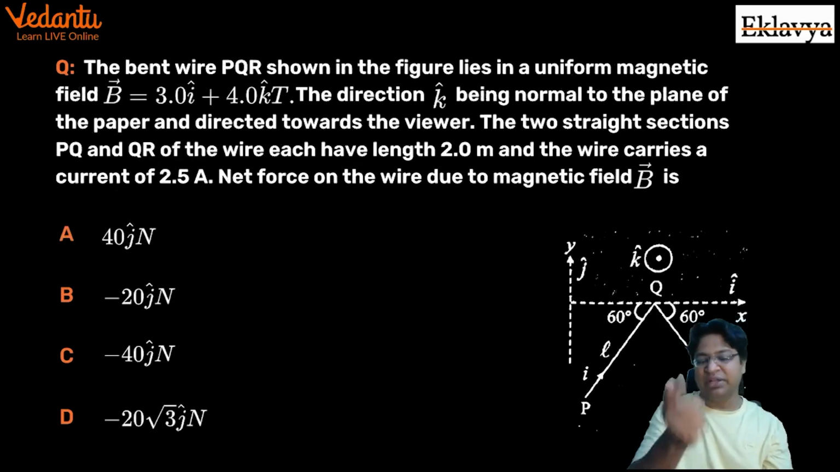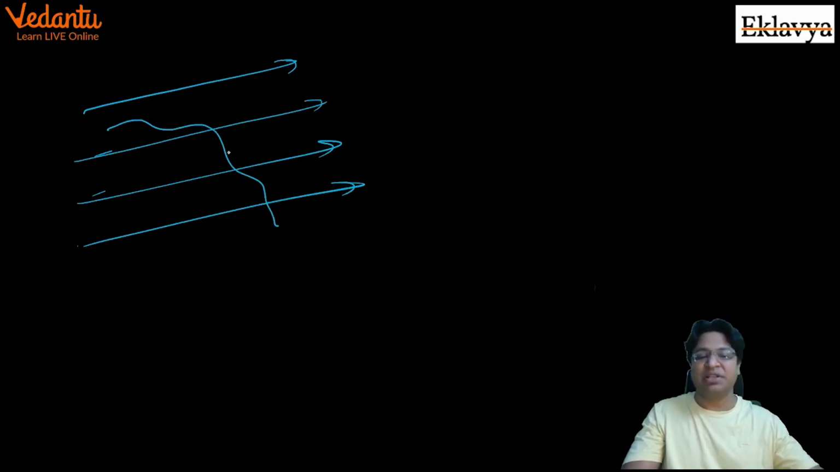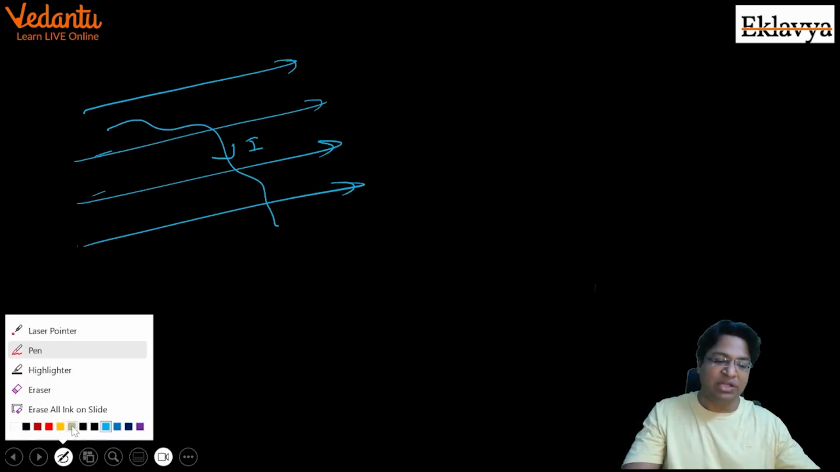Okay, again, guys, straightforward question. So this question is based on the concept that if there is a uniform magnetic field and a current carrying wire of random shape is kept here, then to find the force on this wire, you need to join the ends.